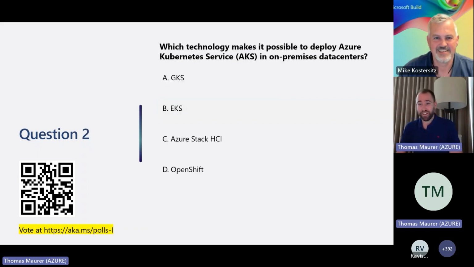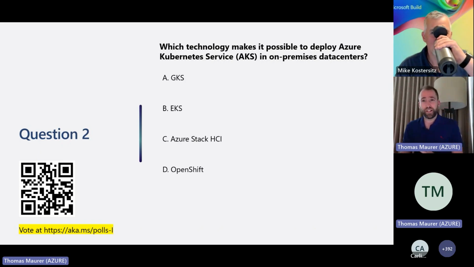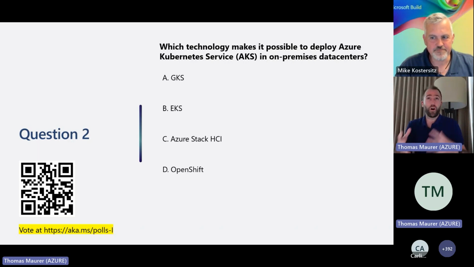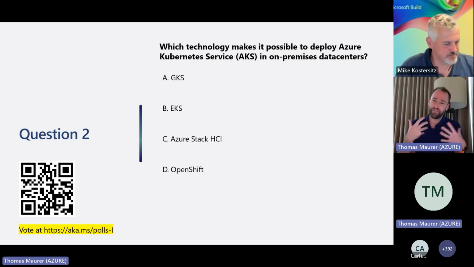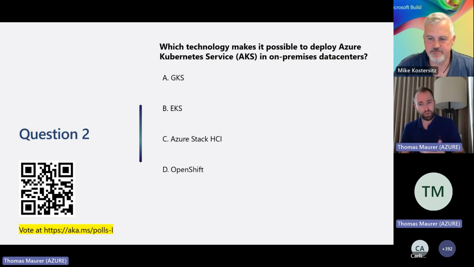Yep, absolutely. This one is an interesting one, and I know that you just talked about this, so you are probably a little bit biased. Which technology makes it possible to deploy the Azure Kubernetes Service, or AKS for short, in an on-premise data center or even an edge location? Imagine the scenario where you don't necessarily have a lot of knowledge on Kubernetes itself, or you do, but you want something which makes it easier for you to deploy and manage it. We have different options here.